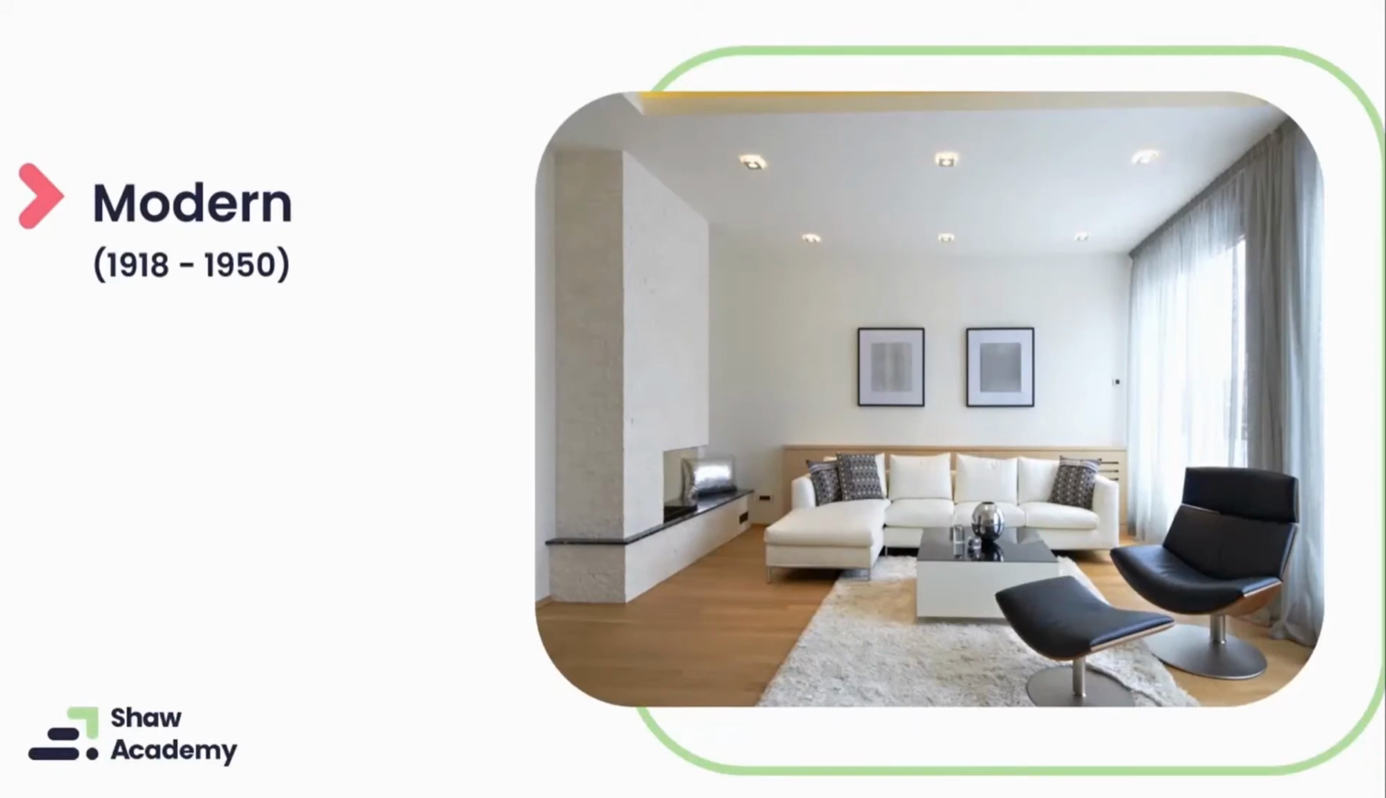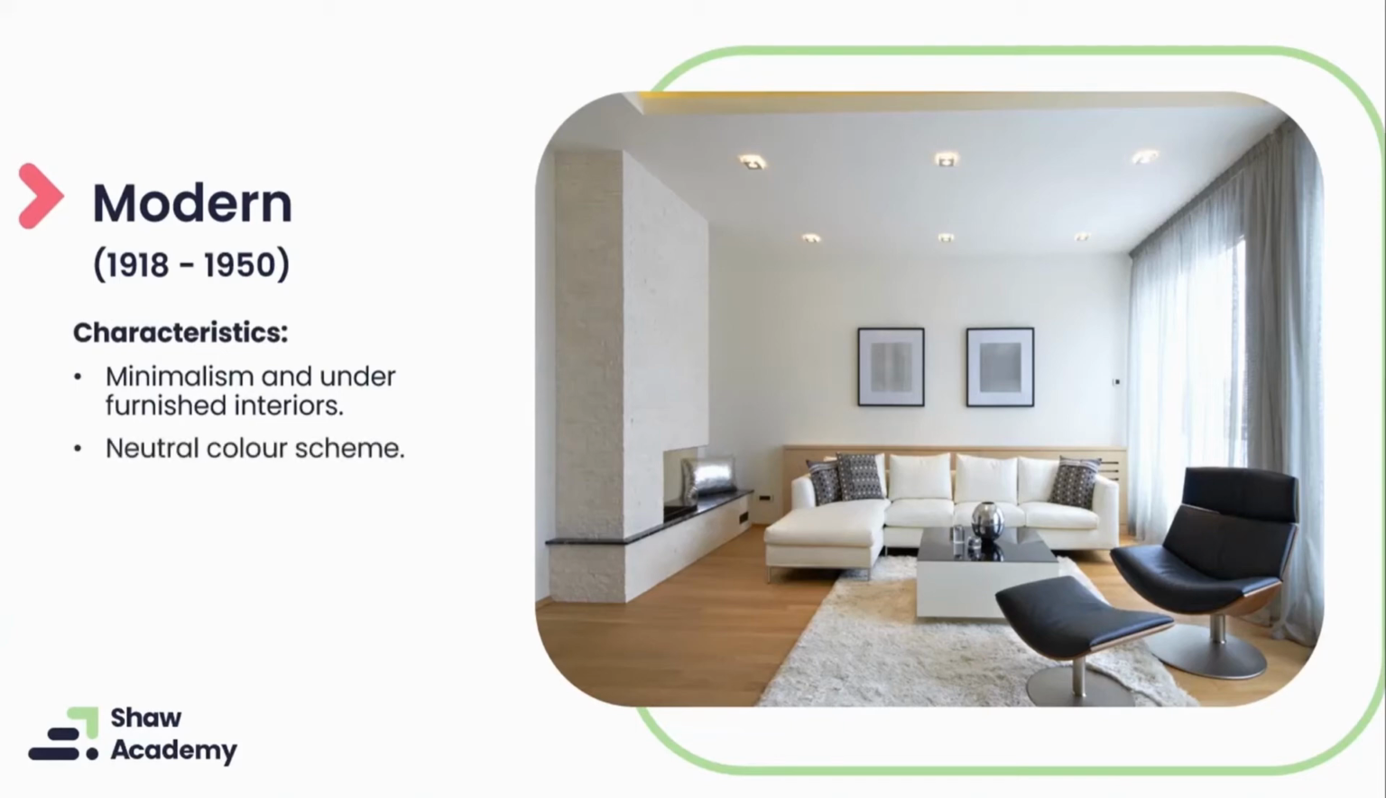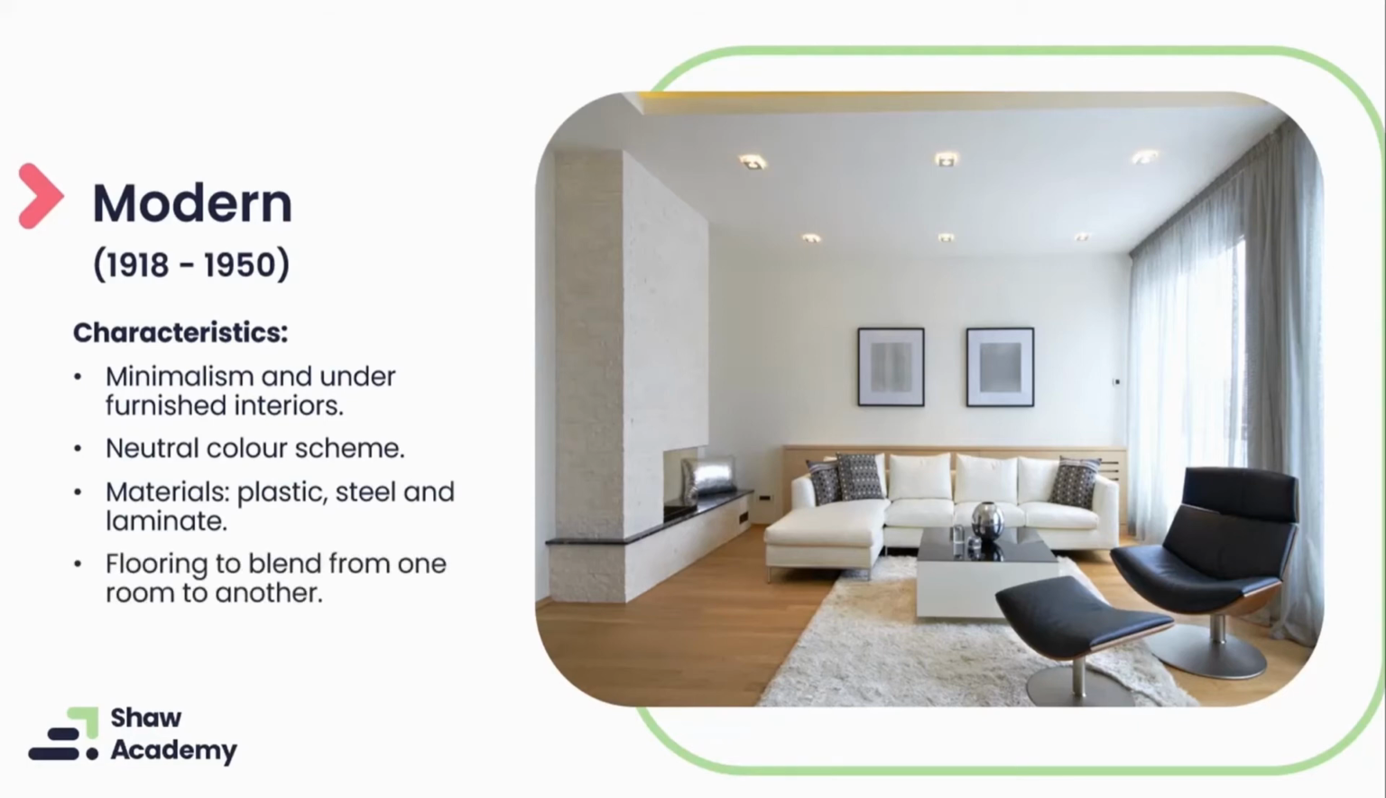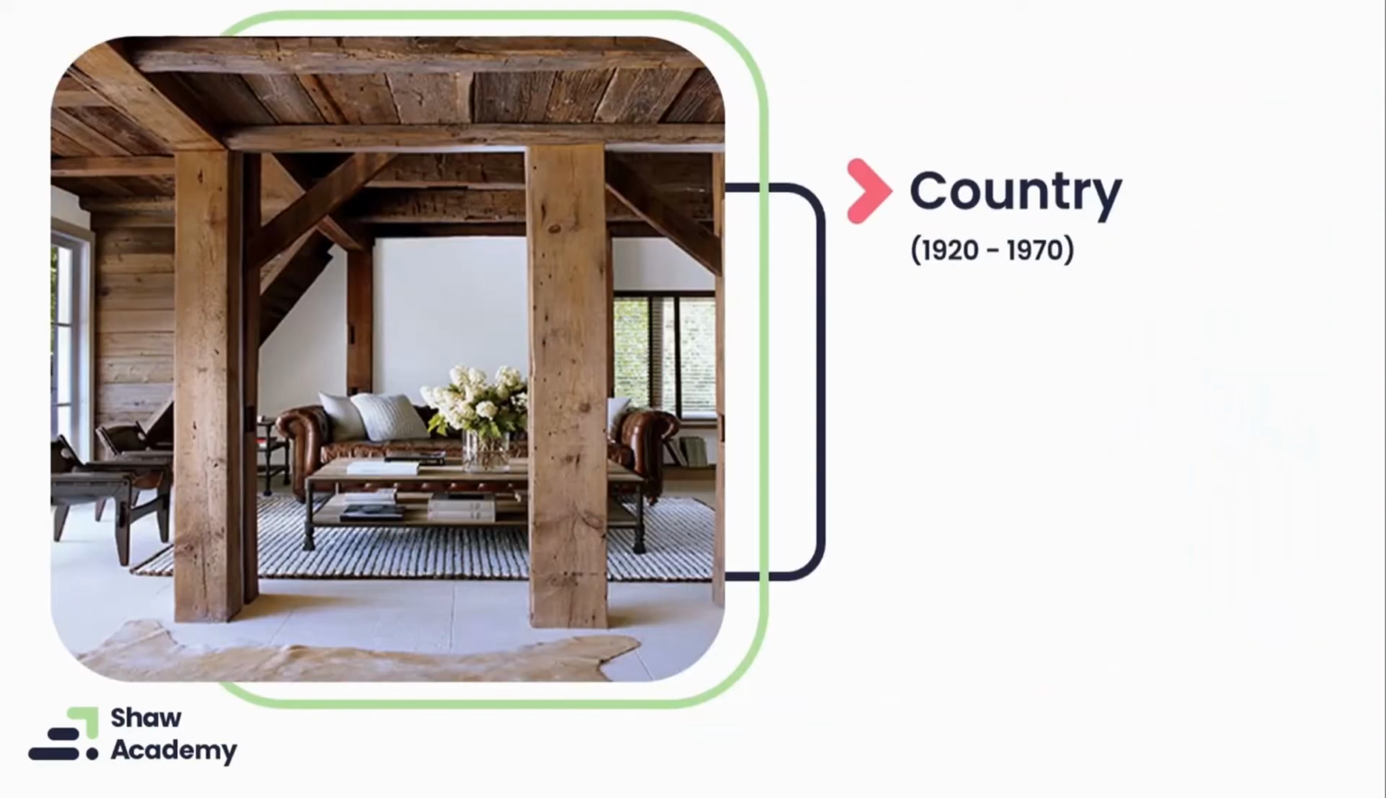Some of the typical characteristics of this period included the following: a movement towards minimalism and under-furnished interiors. It incorporated a very neutral color palette and color scheme. Some of the materials that were commonly used were plastic, steel, and laminate. And last but not least, we see a common characteristic that the floor blended from one room to another, so the same floor finish was used across multiple rooms.